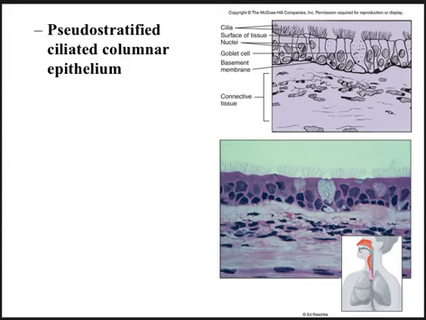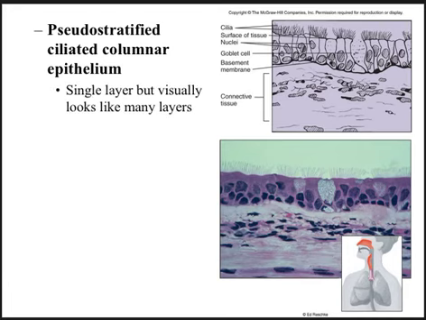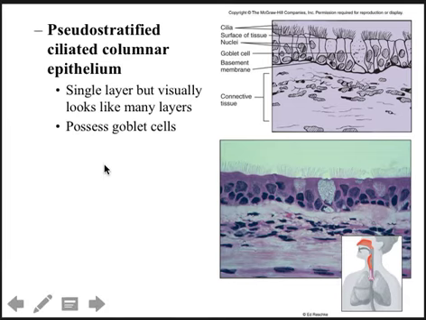Pseudostratified ciliated columnar epithelium is a single layer of epithelial cells, some of which are shorter than the others, and this is one of the reasons why it looks initially as if the cells are stratified, as if there are many layers of cells as opposed to a single layer. And often at their apical surface they contain cilia. Cilia are projections from the cell membrane that utilize energy in the form of ATP to produce movement of substances across the apical surface. They possess goblet cells that produce mucus.